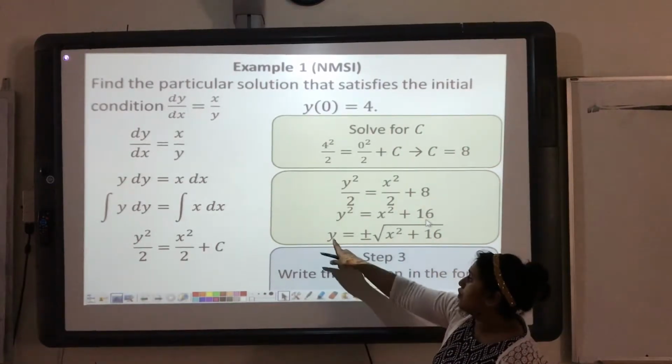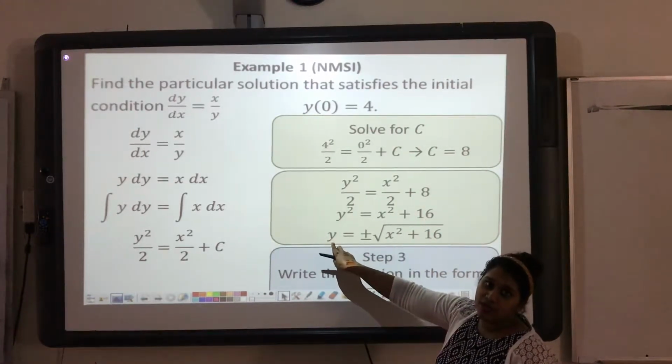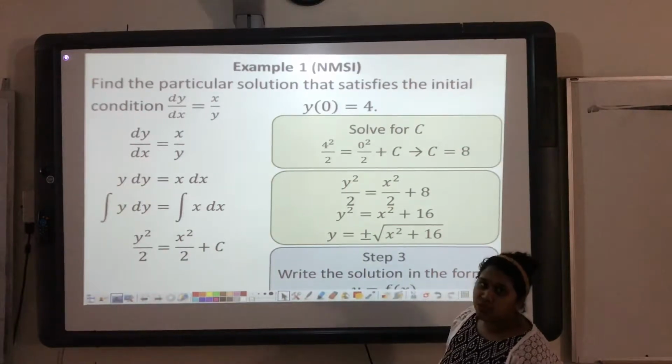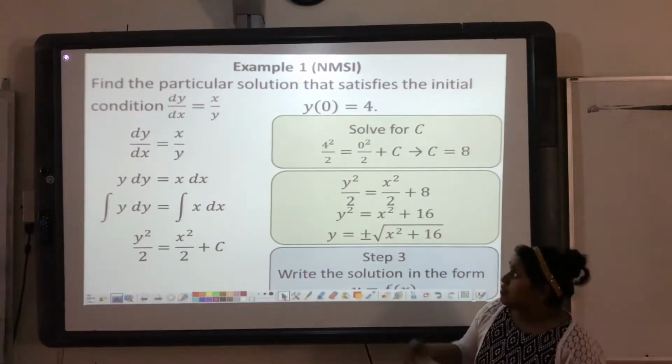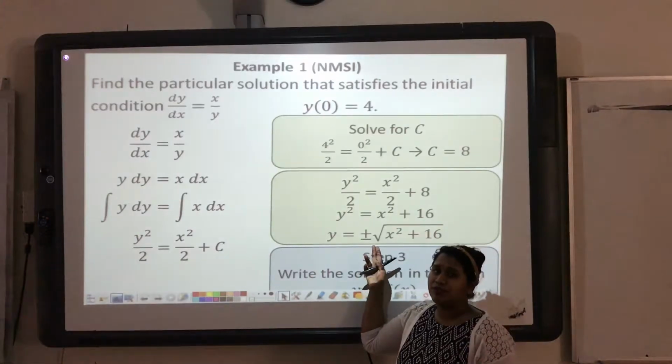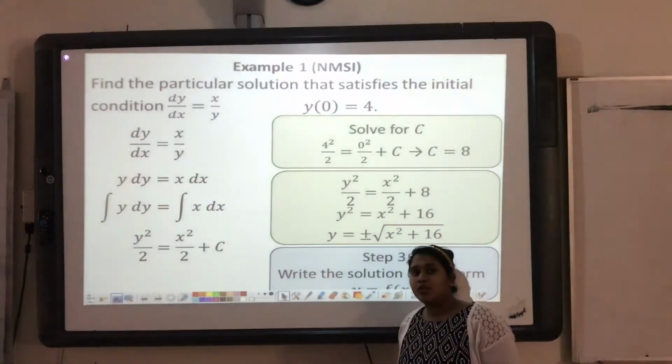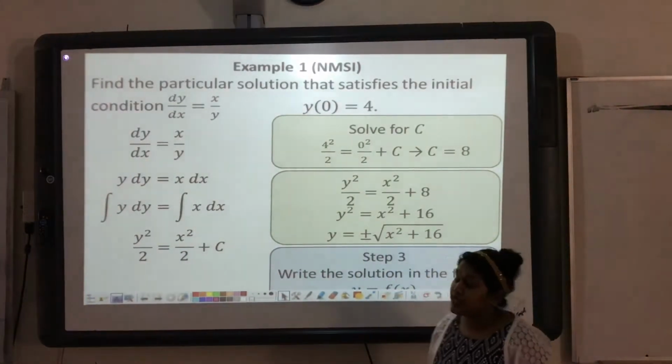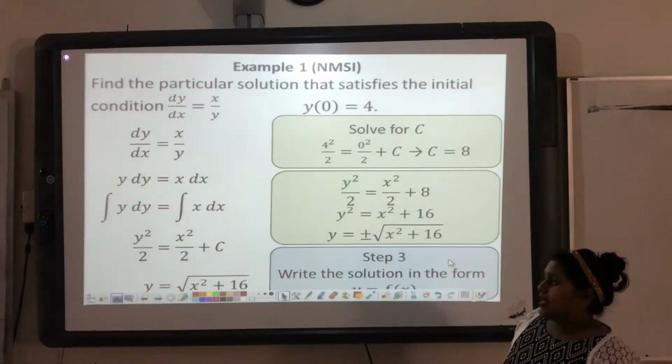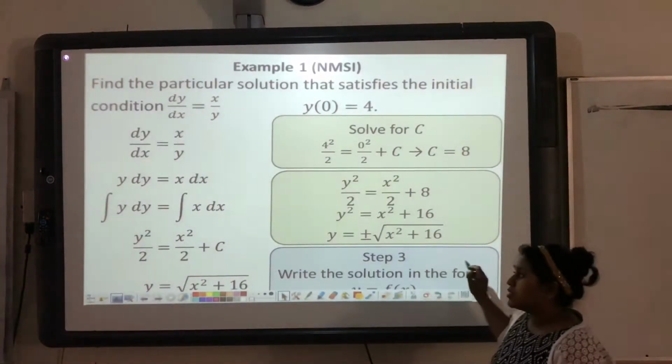So I plug it in and solve for y by itself. So when we do that, we get y is equal to plus or minus the square root of x squared plus 16. Okay? But we have a plus or minus, so we actually want to determine which one it is. Is it going to be positive, is it going to be negative, or is it going to be both? Well, we ended up picking just the positive values.